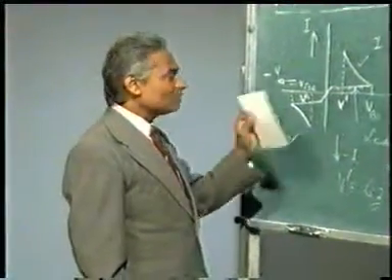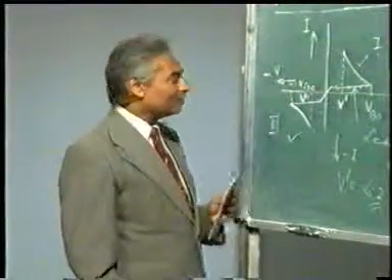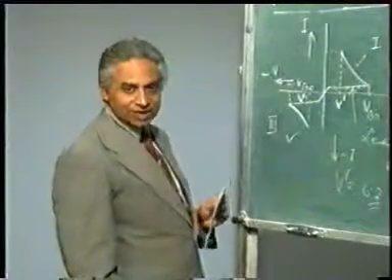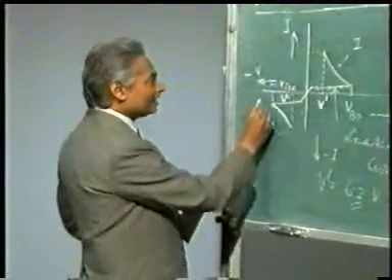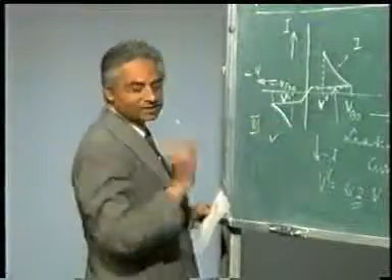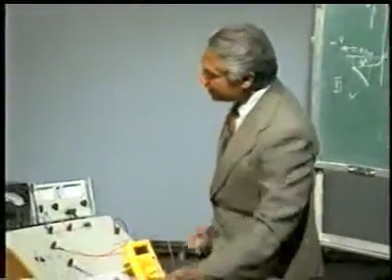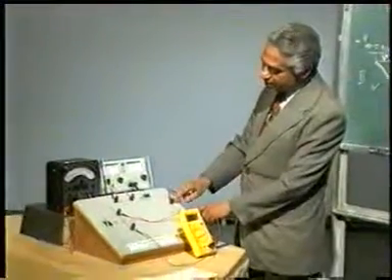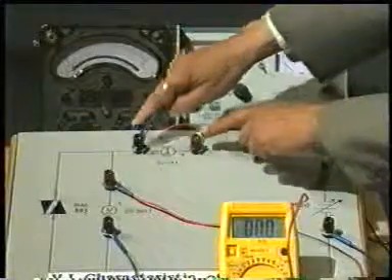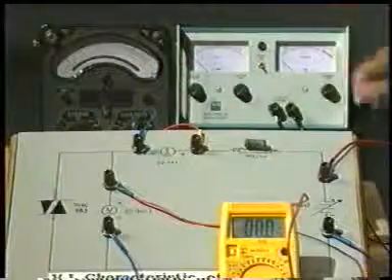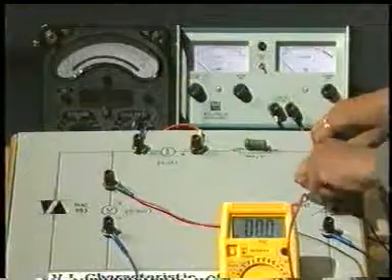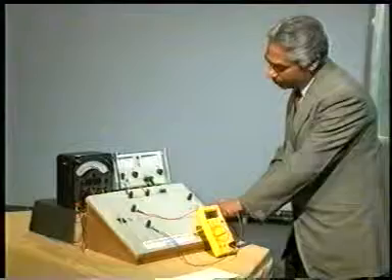Now for the third quadrant characteristic, what do you think? What should I do? I think you can guess it. Here you have minus voltage and minus current. So what we are going to do here is we will change the polarities of these power supplies and also the terminal polarities of the ammeter. So we will change these positive and negative polarities.